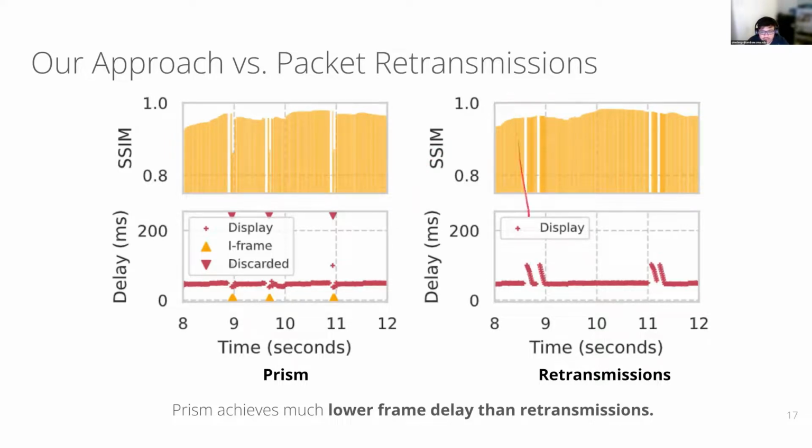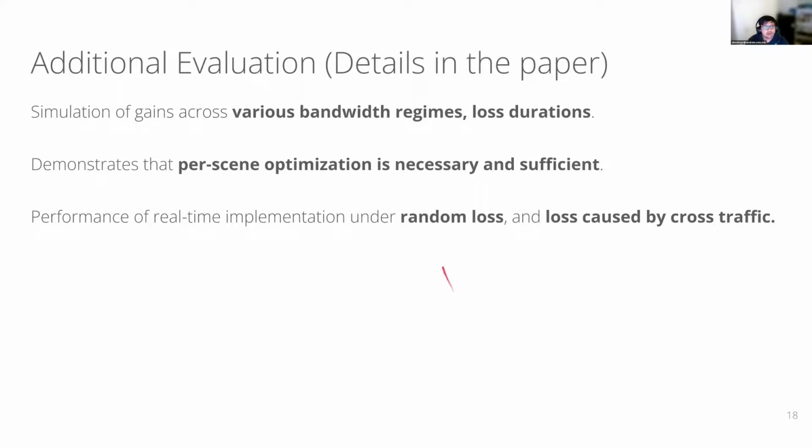Compared to packet retransmissions, which is shown on the right over here, when a packet loss occurs, there's a very large delay spike, which takes a long time to recover. And this is unacceptable for very low latency applications like cloud gaming and cloud AR and VR. So Prism achieves much lower frame delay compared to retransmissions.